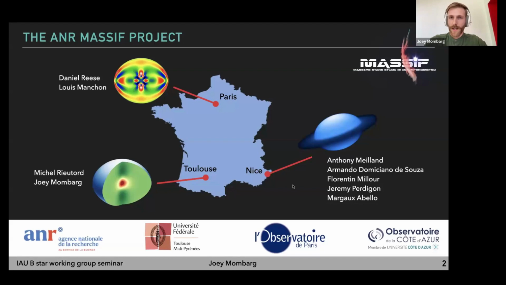So I'm part of the larger ANM Massif project across France. As I explained, the node here in Toulouse focuses on doing 2D stellar evolution models. And we have a node in Paris that focuses on the stellar pulsation code TOP. It's a 2D stellar pulsation code that can be coupled to the stellar structure models. And then there's a node in Nice that focuses more on the observational part, and particularly on interferometry.